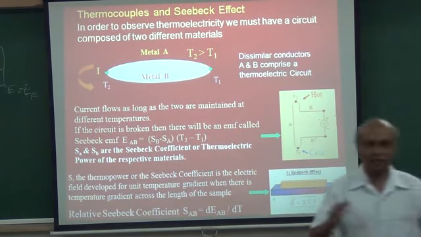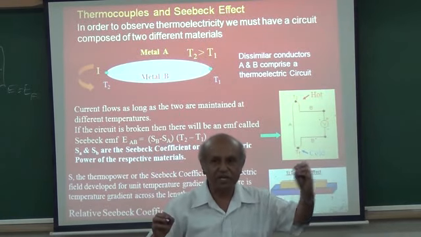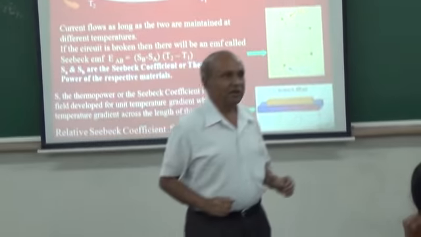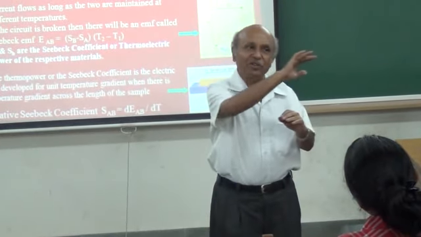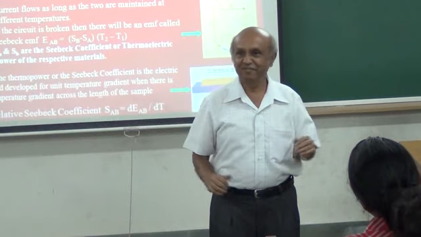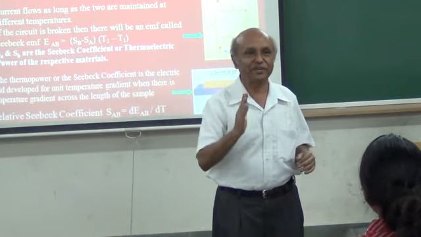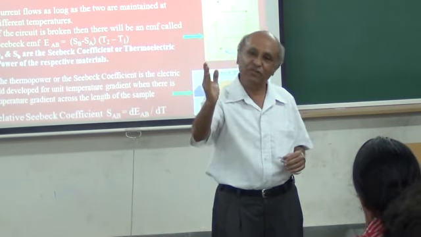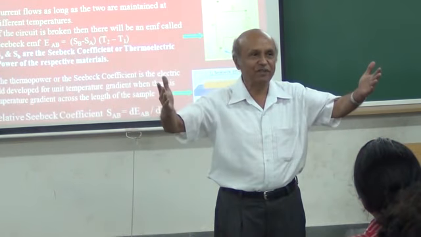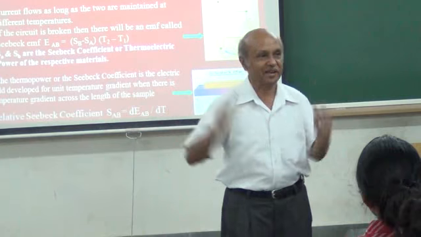Now, what happens? If I have a metal where this end is at a higher temperature, earlier, if the temperature was uniform, the Fermi energy was a constant throughout. So if you take any cross section, as many electrons will move from left to right as from right to left. There is no current flow when the temperature is uniform.